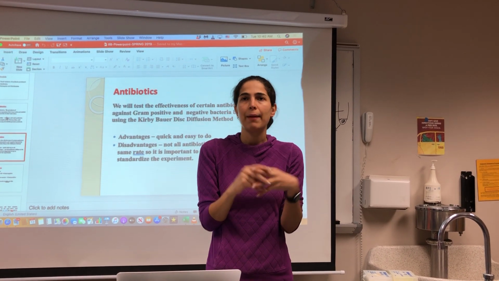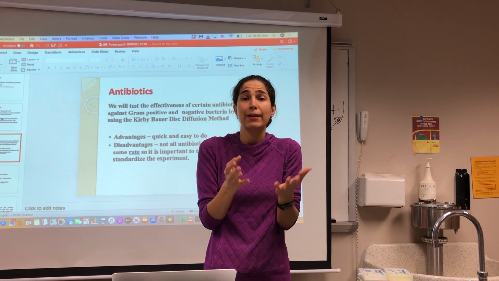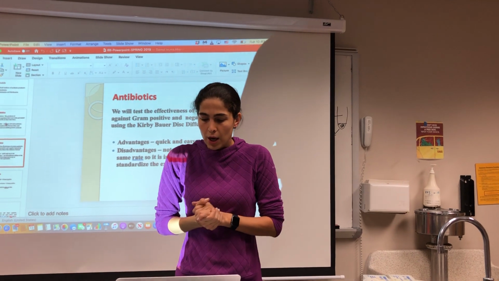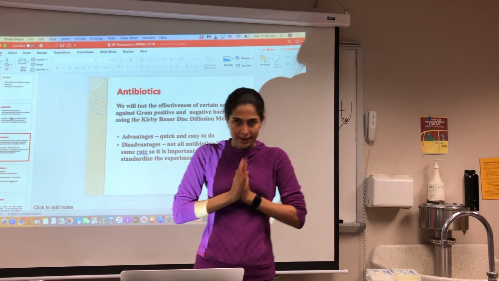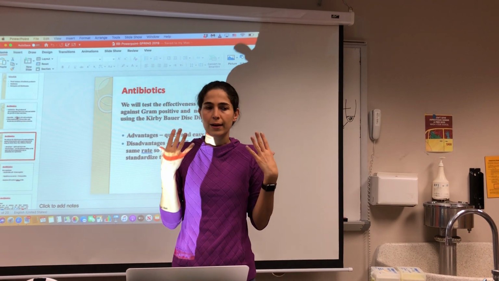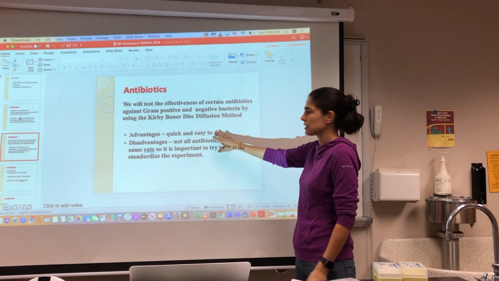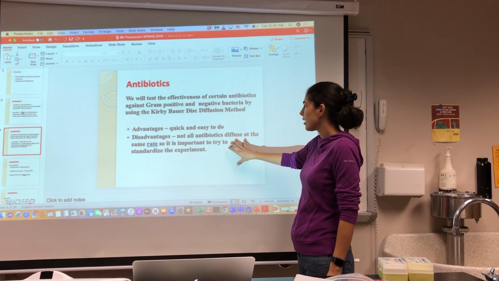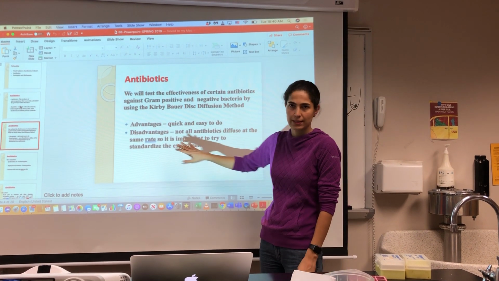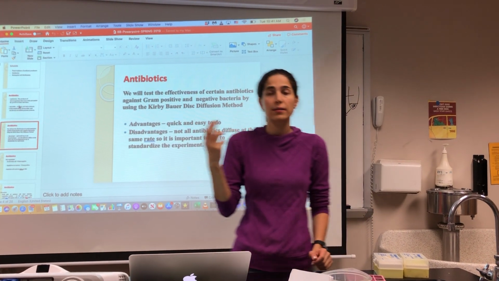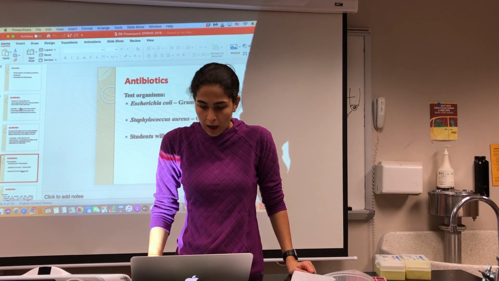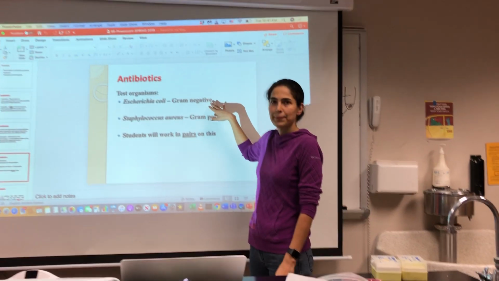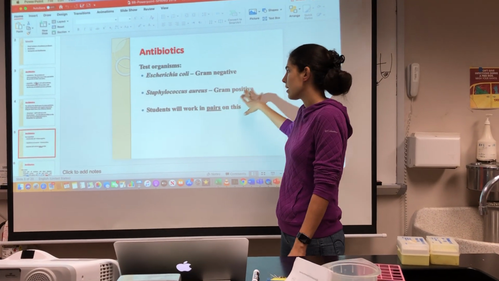For example, with the gram-negative bacteria, we want to see if they are more susceptible or more resistant to the antibiotic. There are some advantages and disadvantages to this method. The advantage is it's quick and easy to do, but the disadvantage is not all antibiotics diffuse at the same rate, so it's important to standardize our experiments. The organisms that we are going to use are E. coli, gram-negative, and Staph aureus, gram-positive.